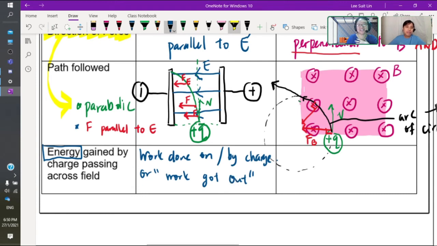Anyway, I'm still learning physics too. But work got out is which one, on or by? It's the opposite of work done on the charge, so it's work done by the charge. That's why the work went out. Something like that. It's a weird term. How do we calculate it? Q delta V. V is kQ over r, and then you know. Go watch the lecture videos from chapter 17.